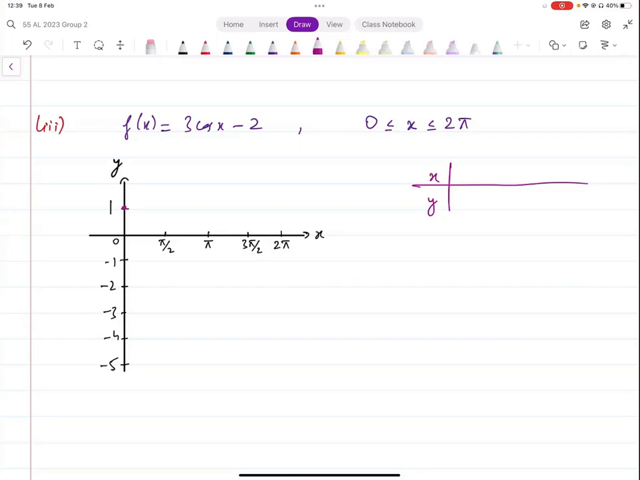0 पे 1 आ गया. Pi over 2 input करेंगे cos के अंदर. What do you get? Cos of pi over 2 is 0. 0 पे -2, ये तो -2 पे चला जाएगा. ठीक है. At pi, cos is -1. 3 into -1 is -3. ये -5 पे चला जाएगा.